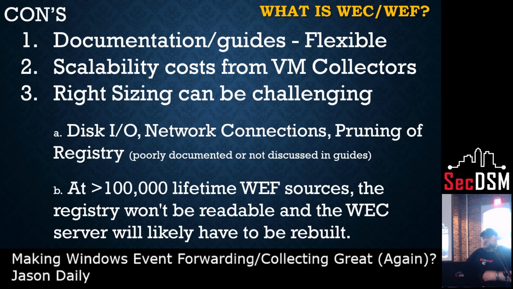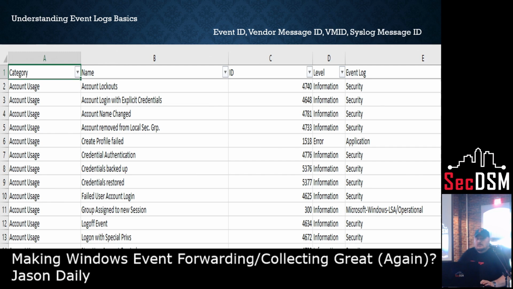Some of the issues you might run into are disk I/O, network connections, pruning of the registry, something that's poorly documented, or not even discussed in the guides that you might run across. If you do have some issues where you have to rebuild VMs, it could be an issue of over 10,000 Windows Event Forwarding sources in your registry, and you basically have to kill and rebuild your VM. So those are some unfortunate cons.